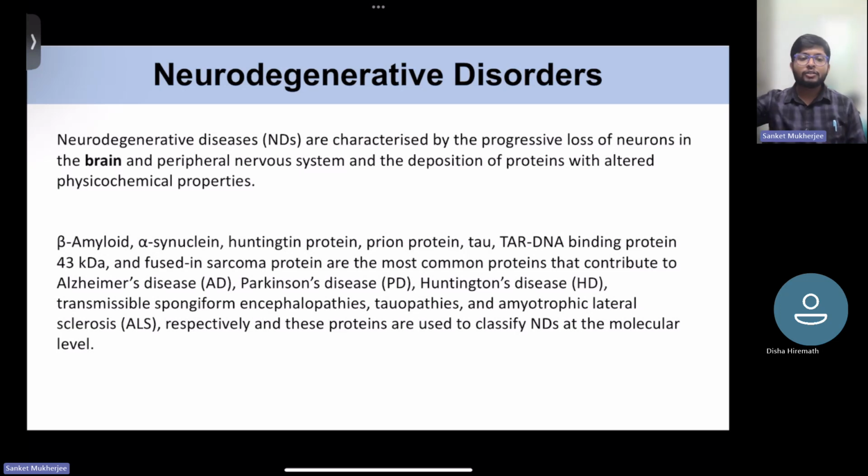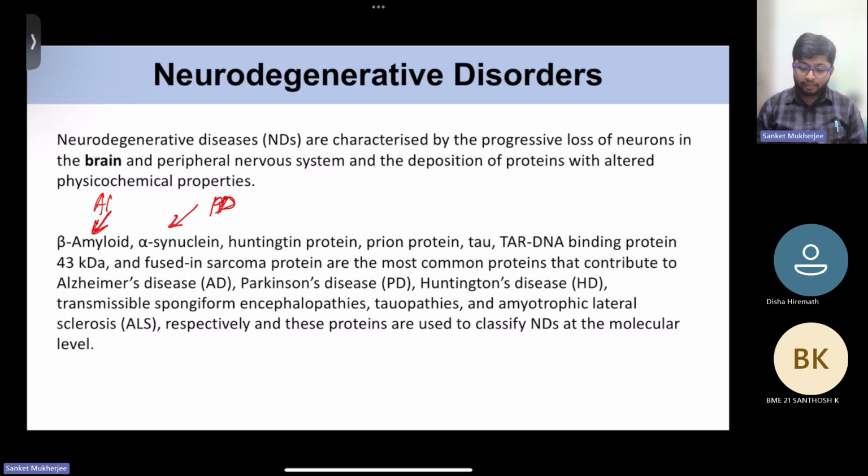If you look at the common neurodegenerative diseases, beta amyloid and these are aggregates of proteins, or alpha synuclein, which happens in Parkinson's disease, beta amyloid in case of, I think, Alzheimer's disease, Huntington protein, again, in case of Huntington's disease, prion protein, tau protein, all these proteins are there for specific neurodegenerative diseases.